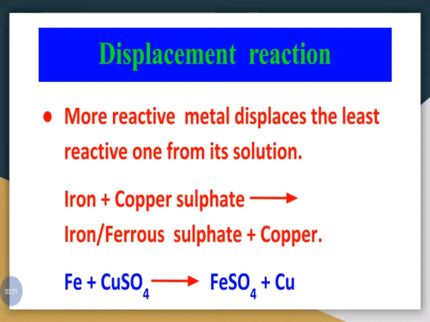So we have the reactivity series, where the highly reactive metal displaces the least reactive one from its solution. In this example, you can see iron is more reactive than copper. So it displaces copper from its solution, that is from copper sulfate, and forms ferrous sulfate. And copper on top of iron, we can see as a reddish brown coating. This is about displacement reaction.